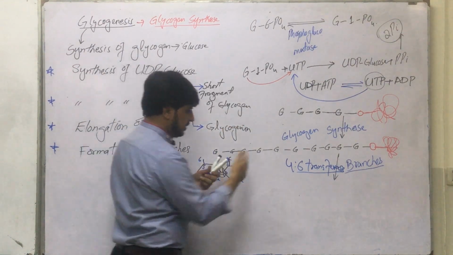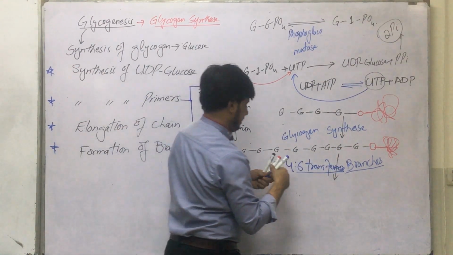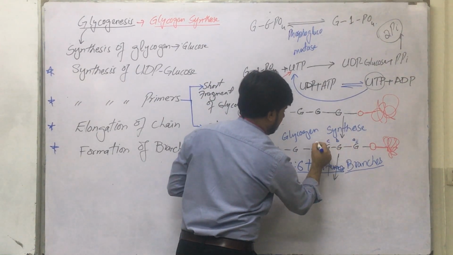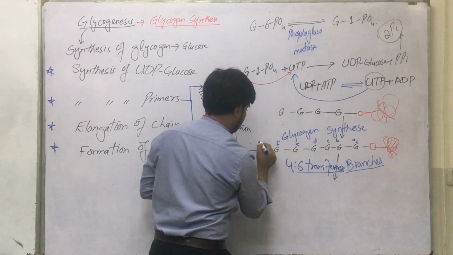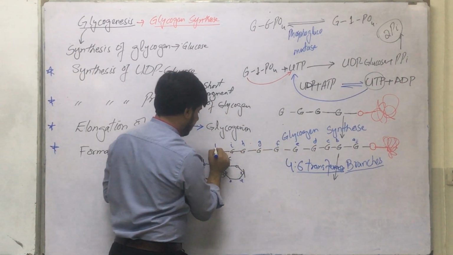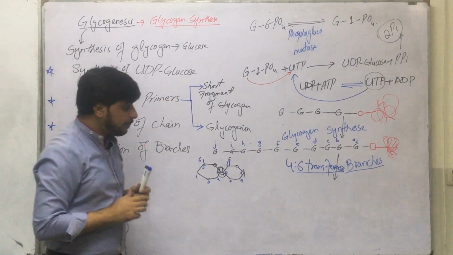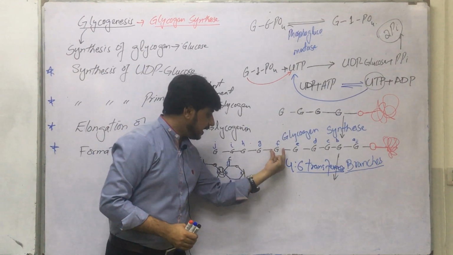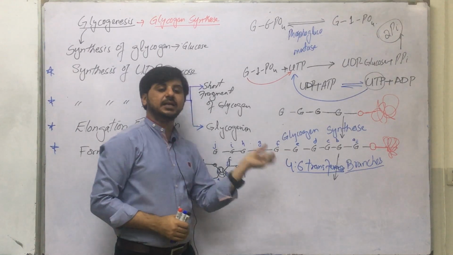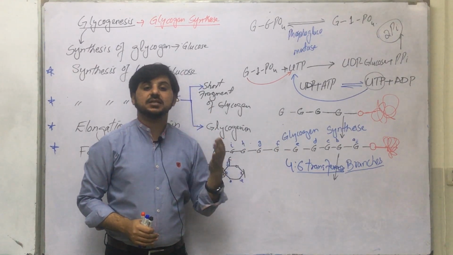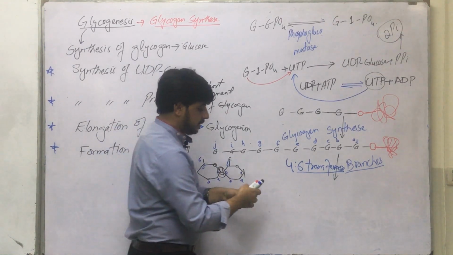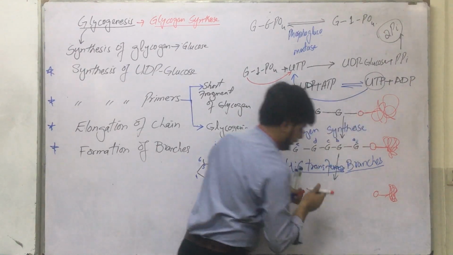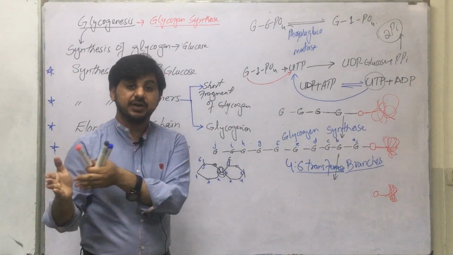For example, we name these glucose residues A, B, C, D, E, F, G, H, I, J. In the branching, what will happen? It will break the alpha 1,4 bond and reform a new bond, that is the alpha 1,6 bond. Like in the diagram you can see, and this will happen after 10 to 11 residues.